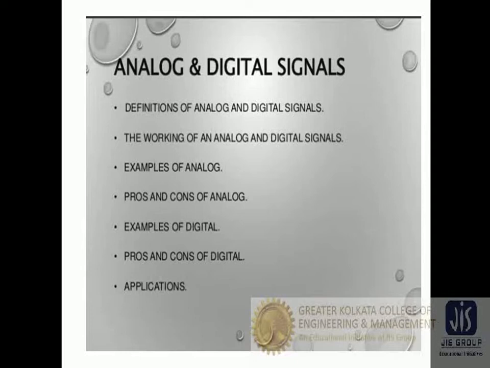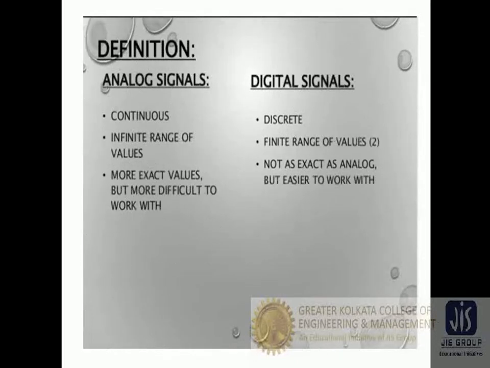Let's move to the first topic, definitions of analog and digital signals. First comes the analog signal. Analog means it is continuous in nature, and next, it has an infinite range of values. We'll discuss step by step. More exact values but more difficult to work with. We'll explain each and every point of these analog signals. It is continuous, it has an infinite range of values, and more exact values but is difficult to work with.